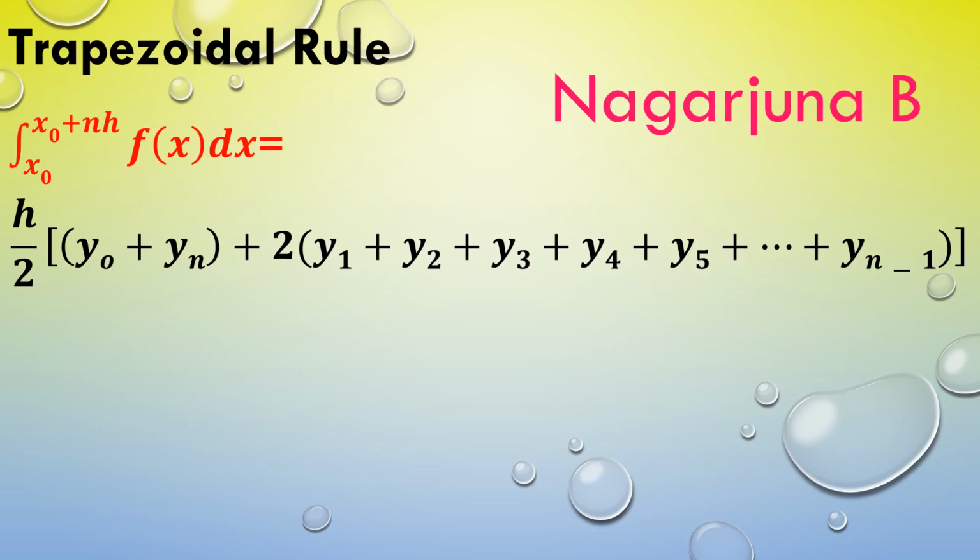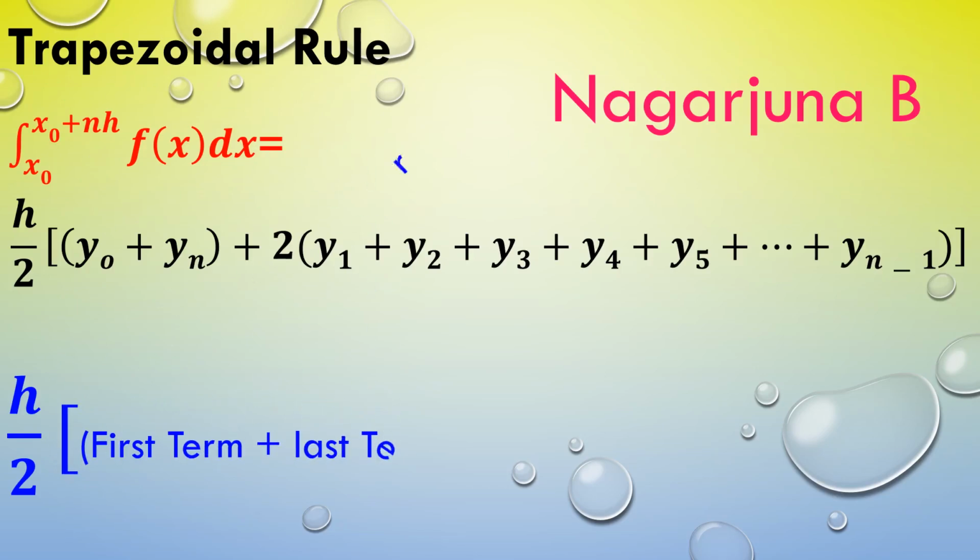To remember the trapezoidal rule formula in an easier way, we can write it in this manner: h by 2 into the sum of first term plus last term, plus 2 into the sum of remaining terms.